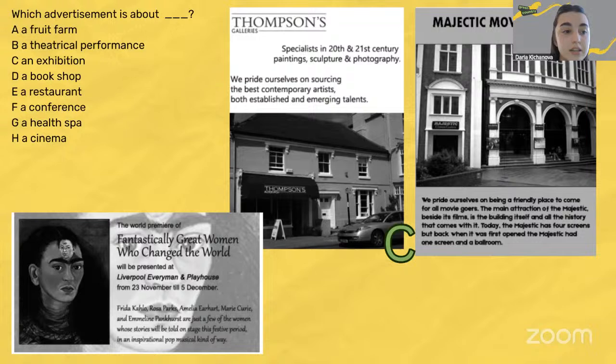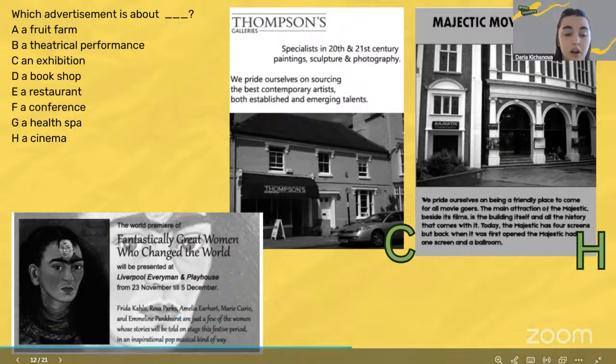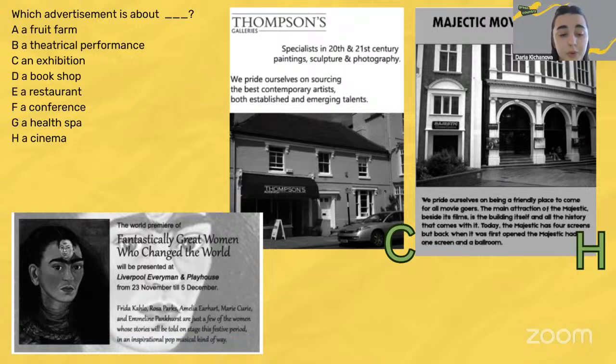This text is about a cinema, because we are talking about films. You can see it here. You can see movie theater. There we have screens. So everything tells us about cinema, not theatrical performance. Pay attention. And let's check the last text about Frida Kahlo. So, we are going to talk about the world premiere of Fantastically Great Women Who Changed the World.